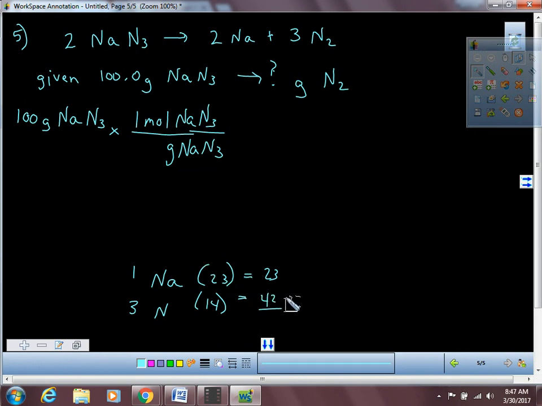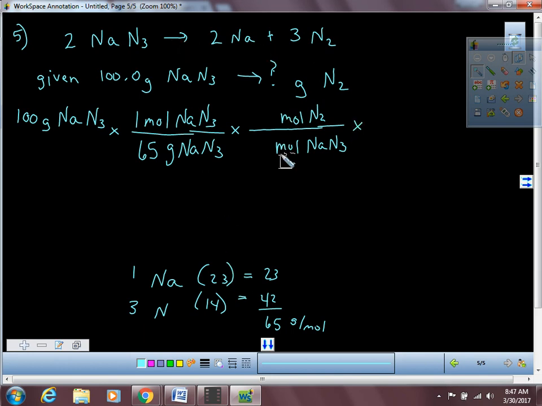So my mass of sodium azide is 65 grams per mole. Okay, now I've got it in moles. I have to do a mole ratio because they're not asking me about sodium azide. I already know that. They're asking me about nitrogen. So I put sodium azide on the bottom so that I can cancel it, and nitrogen on the top because that's what I'm looking for.